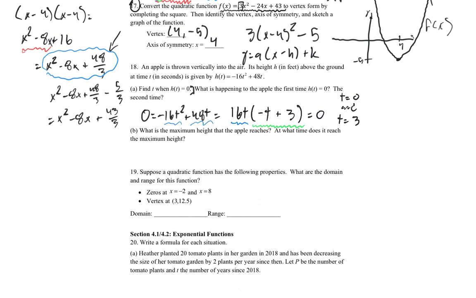There's 0 two times. So let's think about this. What is happening to the apple the first time h of t equals 0? There's a question here. Well, the first time is at t equals 0, right? That represents 0 time.